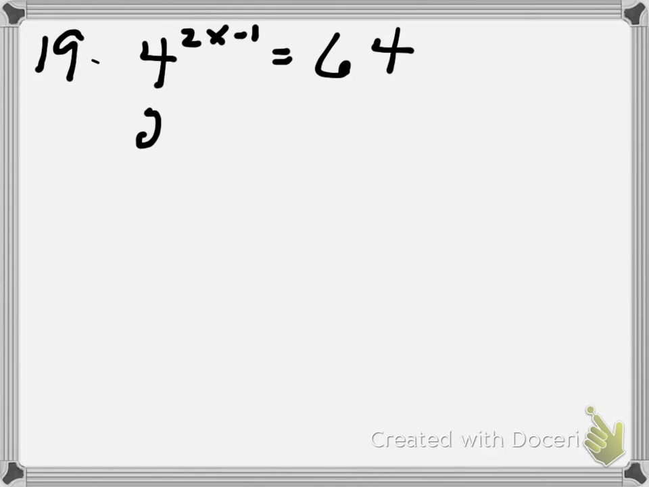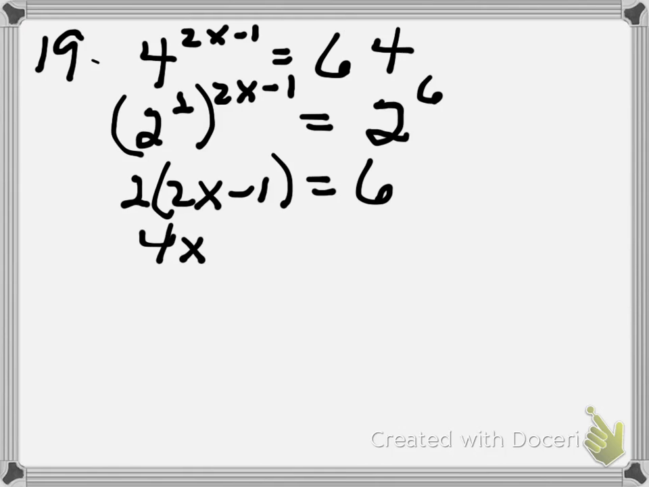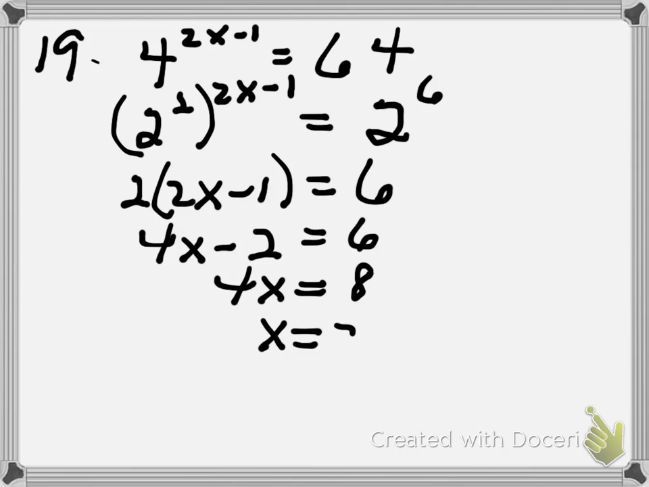Get like bases. 2 to the second power raised to the 2x minus 1 power equals 2 to the 6th power, which is equal to 64. So 2 times 2x minus 1 is equal to 6. 4x minus 2 equals 6. 4x equals 8. x is equal to 2.